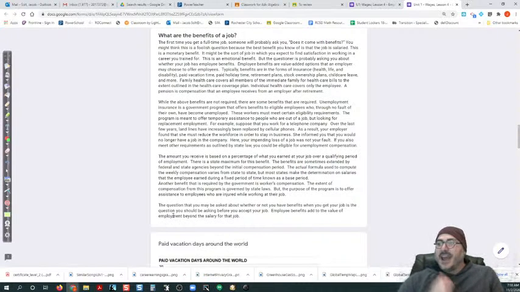Employee benefits add value to employment beyond the salary for that job. Here are the important things to remember. Employee benefits are a really cool thing, and you want to think about each job you might accept as these benefits add to your salary, right?